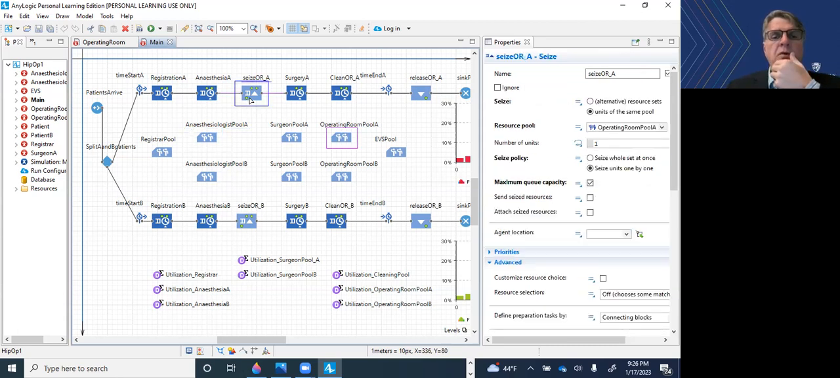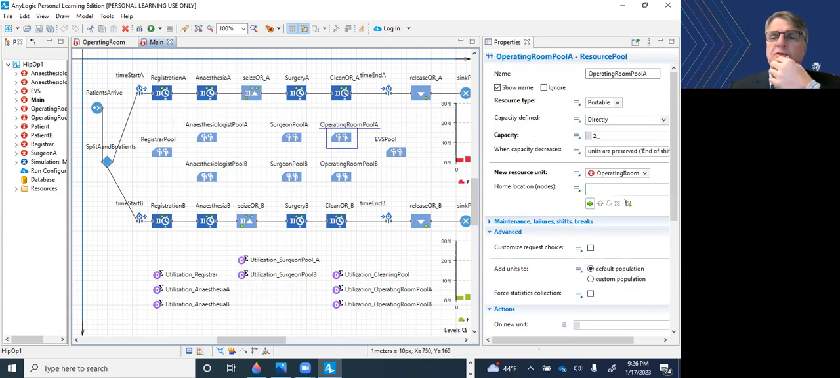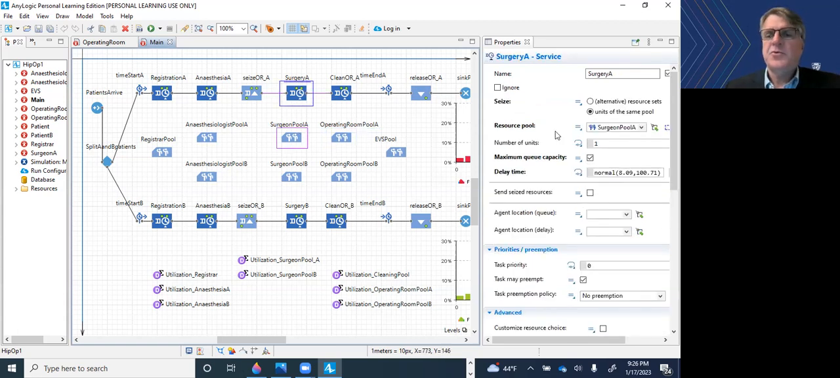And then we grab an OR. So an OR is a resource, and there are two ORs. You can see in the operating room pool A, there are two ORs. So we grab an OR and we assume that it's clean. And then we grab the surgeon, and there's just one surgeon here.